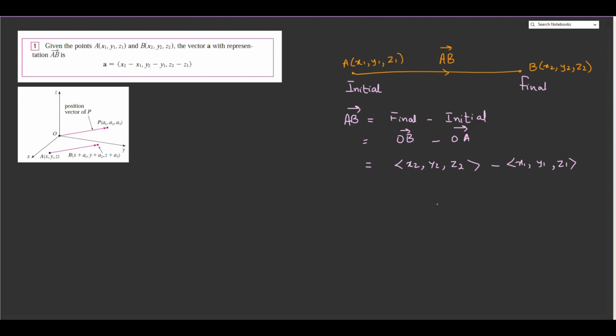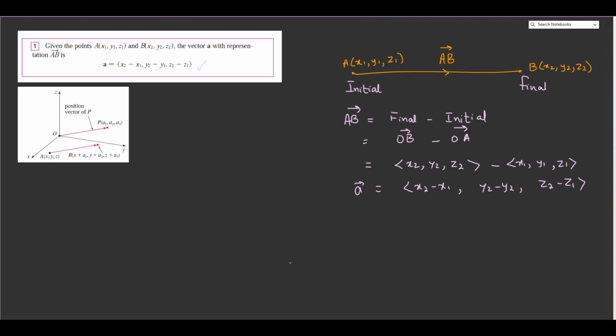Now when we take the difference of these two, we get the following: x2 minus x1. That is, we take the difference of the x components, then the difference of the y components, followed by the difference of the z components, that is z2 minus z1. That's how you can find the vector between the two points, and you can denote this by the letter A. So this is our vector.